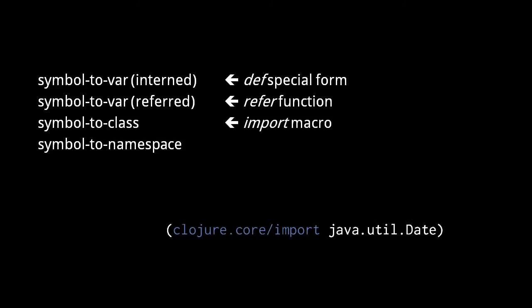Mappings to Java classes are created with the import macro. Here, this call to import maps the Java class java.util.Date to a symbol of the same name in the current namespace. And understand that because import is a macro, the symbol argument gets passed unevaluated, so we don't quote it.